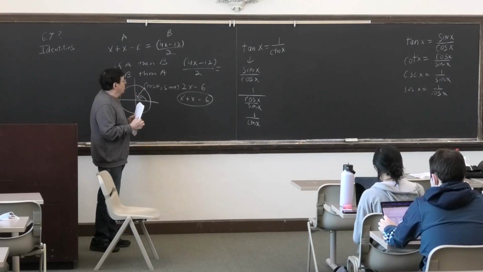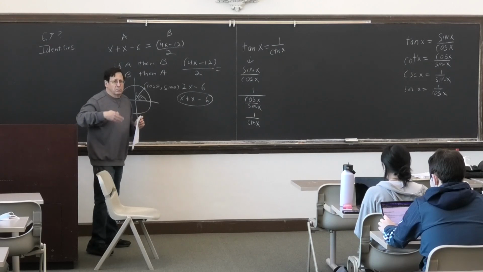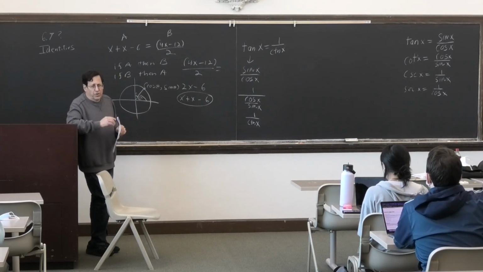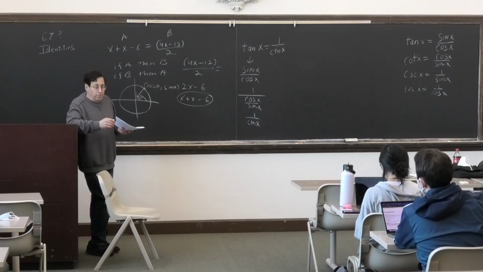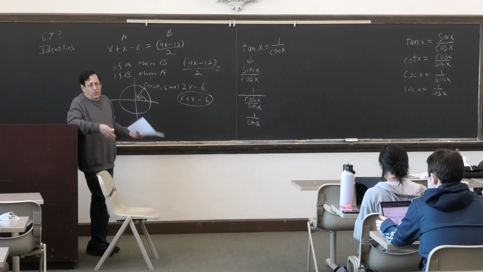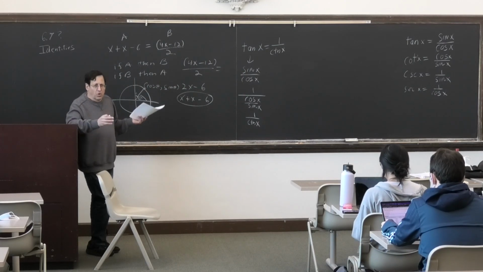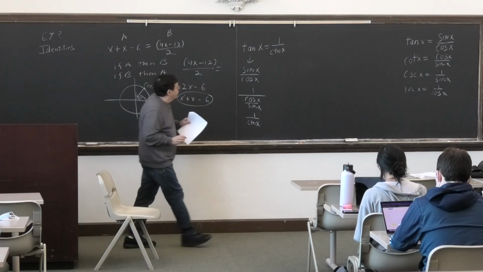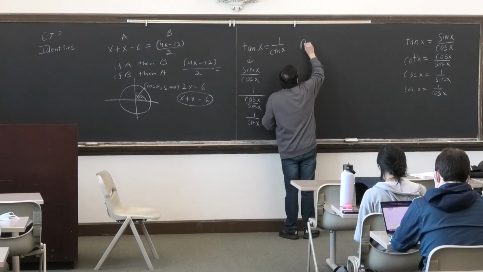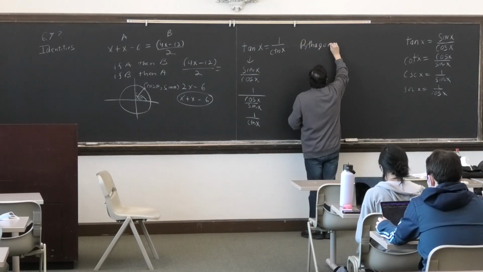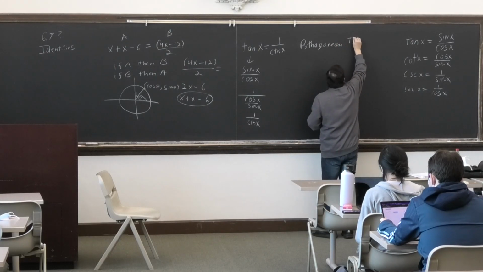Now, we're going to get some more complicated identities to show. And it turns out that there's one particular identity which is ubiquitous. It shows up almost everywhere. And we might as well get that down. This is called the Pythagorean identity.